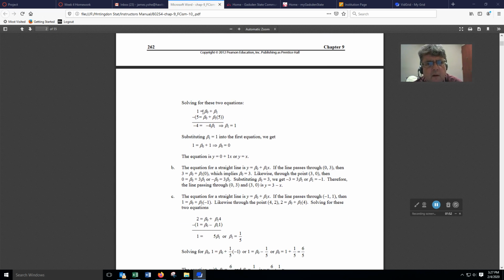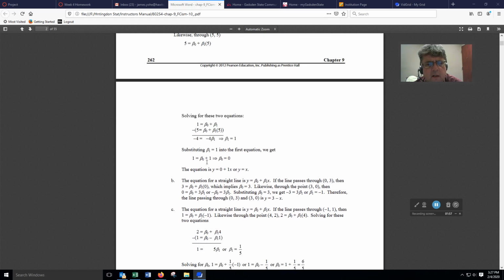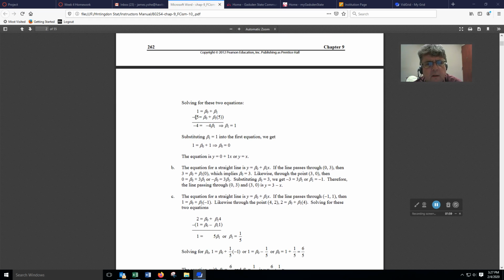So here we can subtract the second equation from the first, and we can solve for beta 1. Here we've got negative 4, beta 0 minus beta 0 is 0, is equal to beta 1 times 1 minus beta 1 times 5, so 5 times beta 1. That leaves us with negative 4 is equal to negative 4 times beta 1. Divide both sides by negative 4, and switch them around, we get beta 1 equals 1.